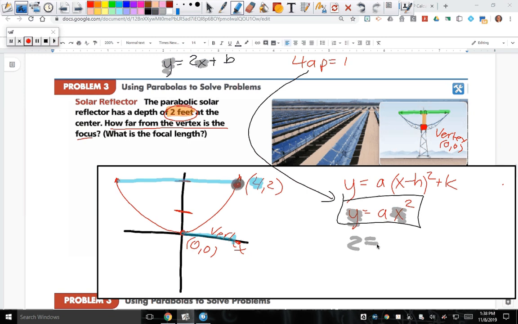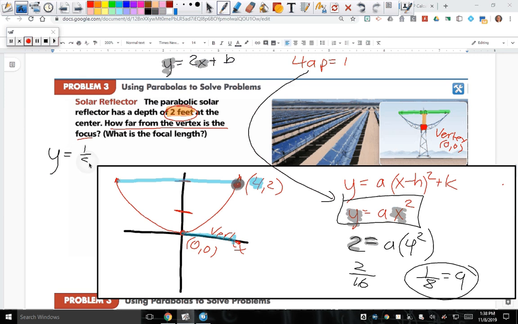We'll put 2 equals a times 4 squared, which is 16. So 2 divided by 16, which is 1/8, is A. So if A is 1/8, our equation is y equals 1/8 x squared. And now that I know A, I can find P. 1/8 times 4P equals 1, so 4 times 1/8 is what? 1/2. What's P? 2, right?